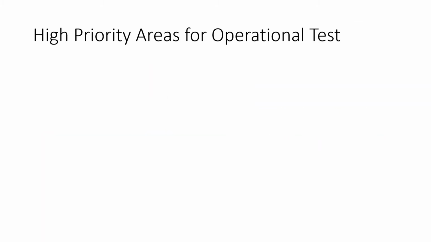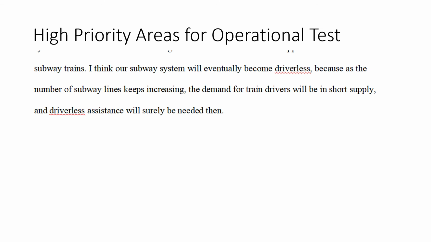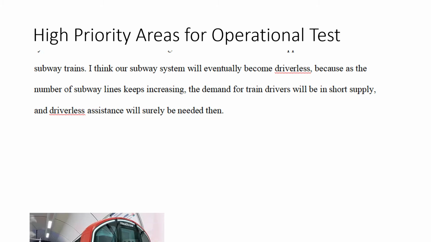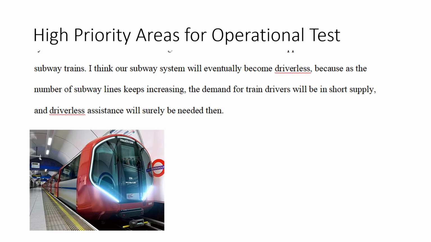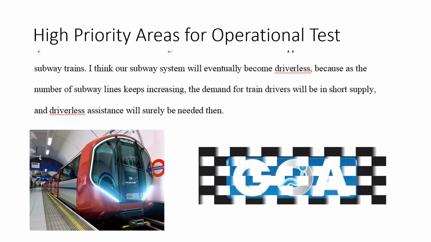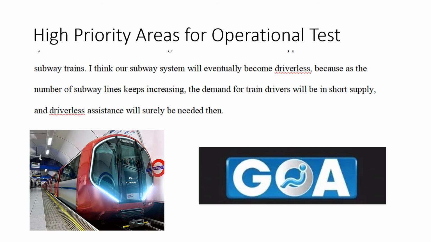The next part is high priority areas for operational test. First of all, we need to discuss the new features of the subway. Apparently, the existing subway communication system is stable and errorless, but we need to use new technology in the subway under construction. For example, we just talked about the driverless technology, but we need to consider the GOA.